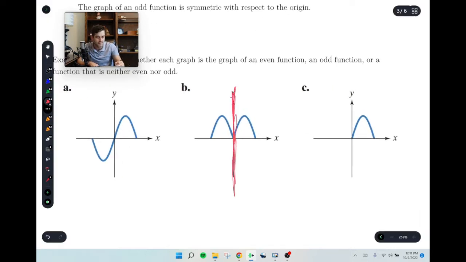If you draw this line down the y-axis, and you pick any point, and you go to the line, and then you draw the same distance on the other side, you get a point, right? You get a point on the graph. Pick this point, go over there, draw the same distance.